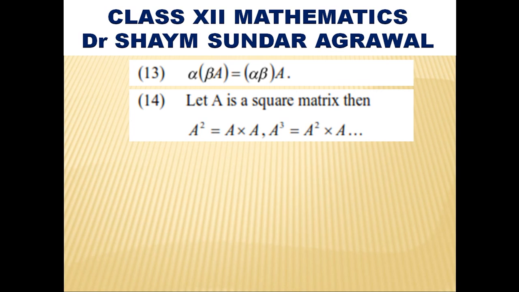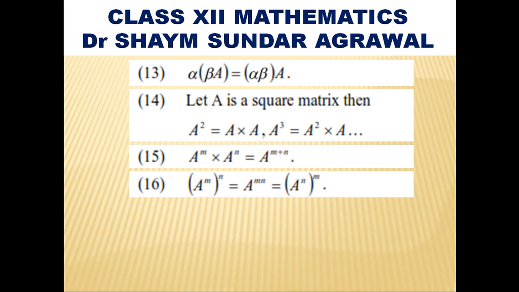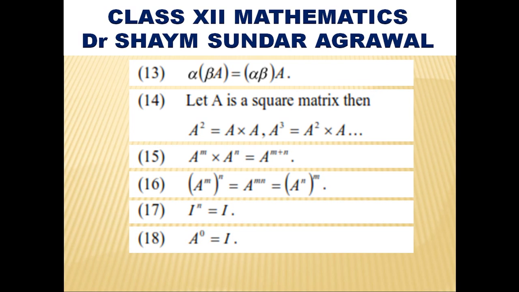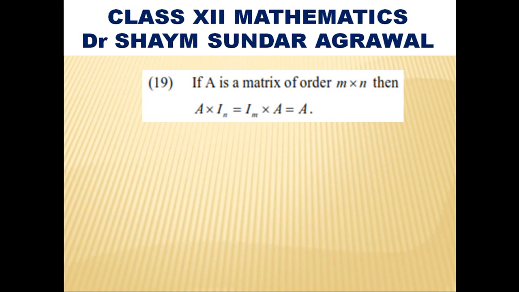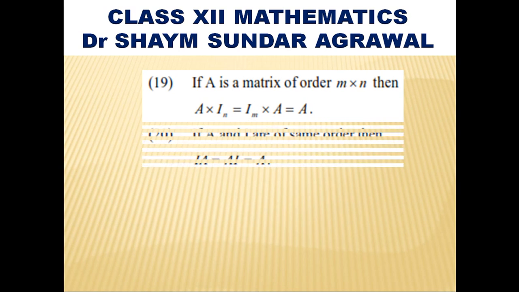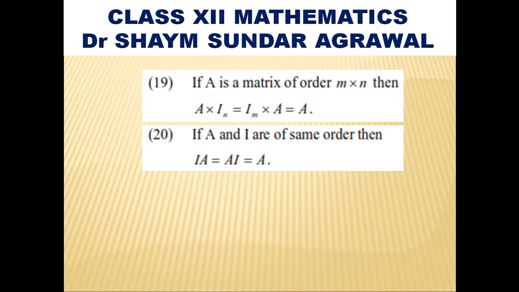A to the power m into A to the power n is the same as A to the power m plus n. Similarly, A to the power m, whole to the power n, is A to the power mn, or we can say A to the power n, whole to the power m, and I to the power n is always equal to I. A to the power 0 is equal to the identity matrix. If A is a matrix of order m cross n, then A into In is equal to Im into A is equal to A. If A and I are of the same order, then IA is equal to AI is equal to A.